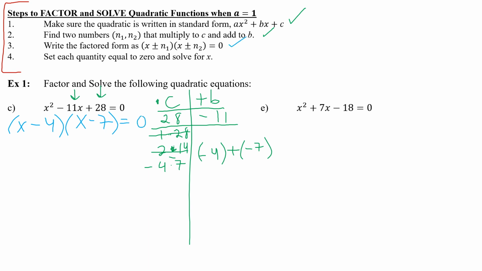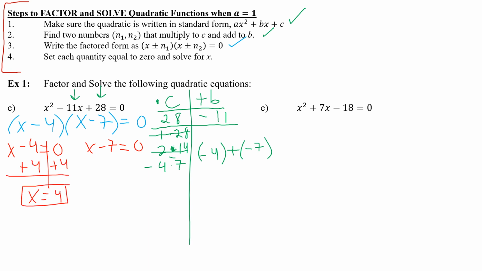Step 4 says set each quantity equal to 0 and then solve for x. So we have the first quantity x minus 4 is equal to 0. The next quantity x minus 7 is equal to 0. Solving each one, we add 4 to both sides. Turns out x is equal to 4. In this case, add 7 to both sides. X is equal to 7.